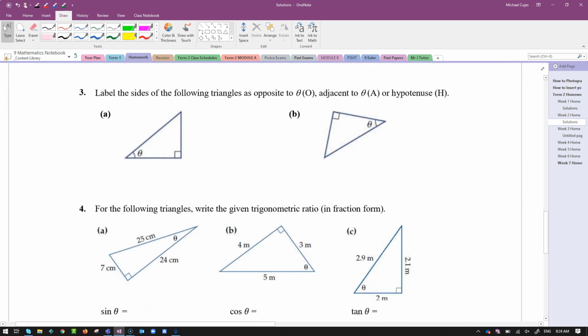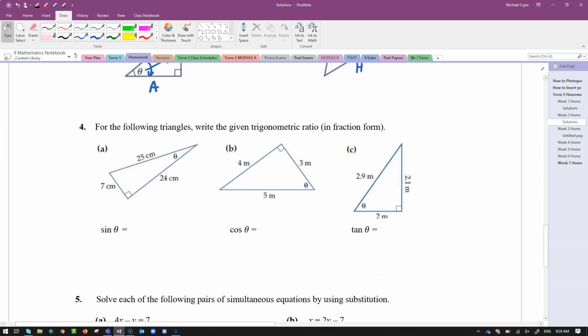All right, label the sides of the triangle as opposite, adjacent, or hypotenuse. Hypotenuse, always across from the right angle. Opposite side, draw a line across. There's your opposite side. Adjacent means next to, done. Hypotenuse, longer side, opposite the right angle. Opposite, across the triangle, not touching it. Adjacent, touching the angle. Pretty easy. For the following, write the given trigonometric ratio in fraction form. We're going to need to recall SOHCAHTOA.